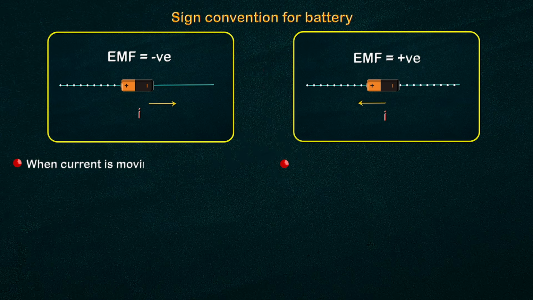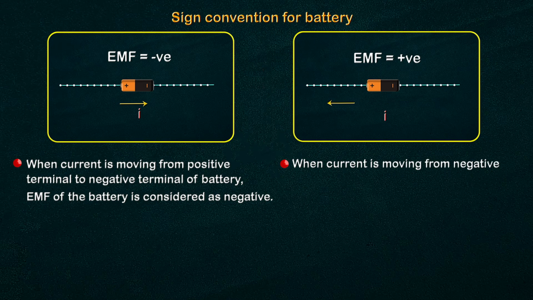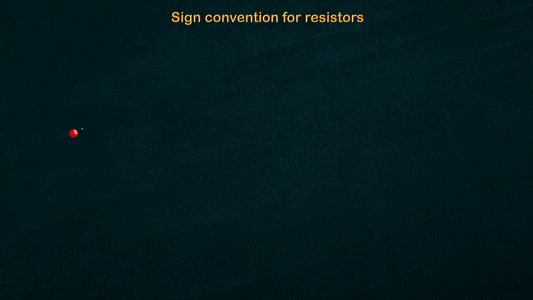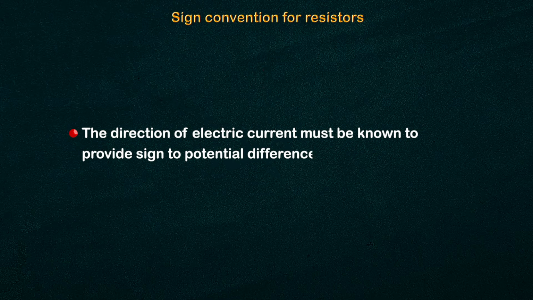Sign convention for battery and resistors. When a current is moving from the positive terminal to the negative terminal of a battery, the EMF of the battery is considered as negative. When a current is moving from the negative terminal to the positive terminal of the battery, the EMF of the battery is considered as positive. The direction of the electric current must be known to provide the sign to the potential difference of a resistor.